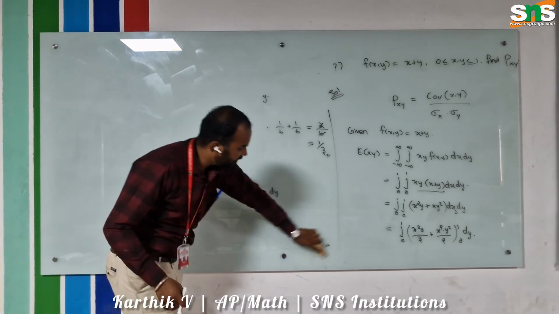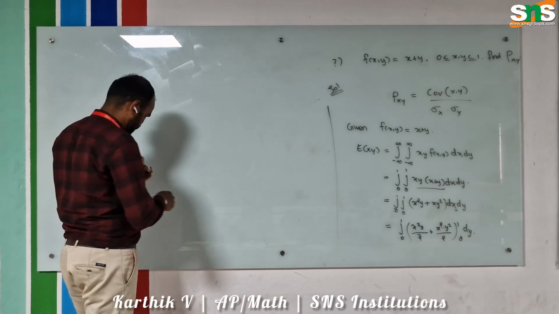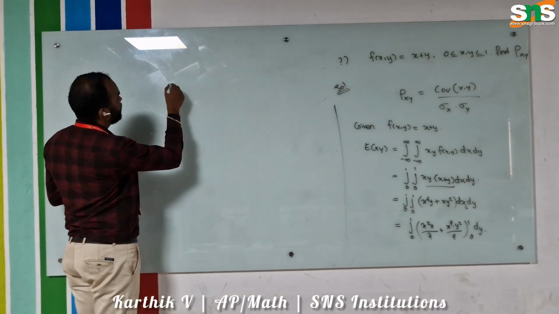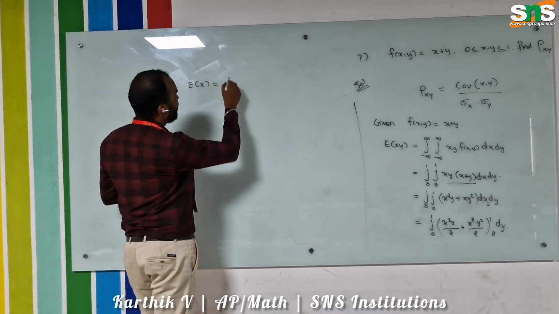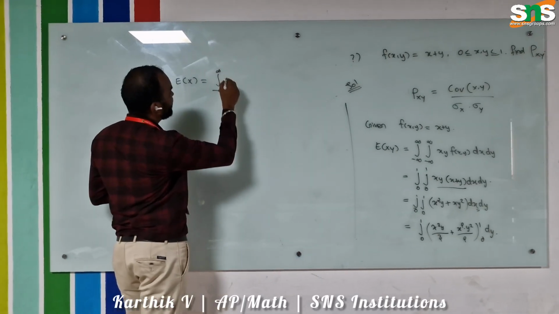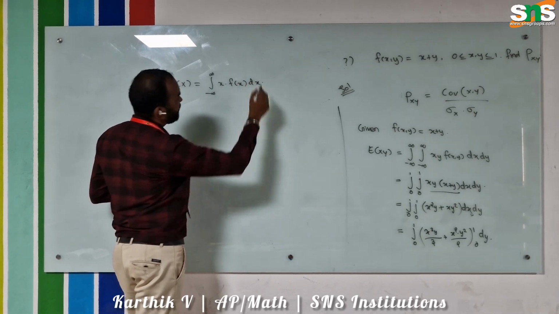And E of x square. Similarly, E of y square. Okay. E of x. E of x formula is integration minus infinity to plus infinity x into f of x dx.